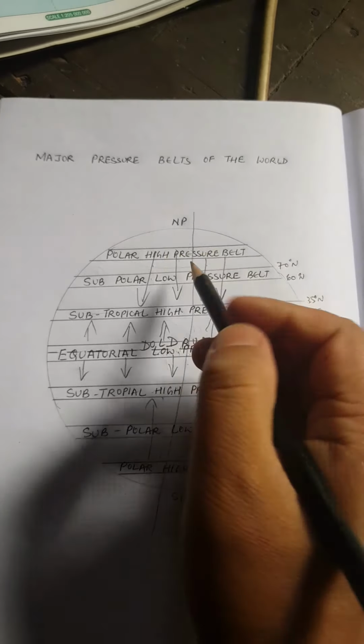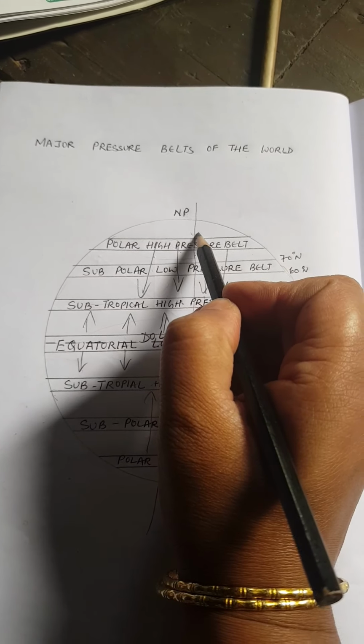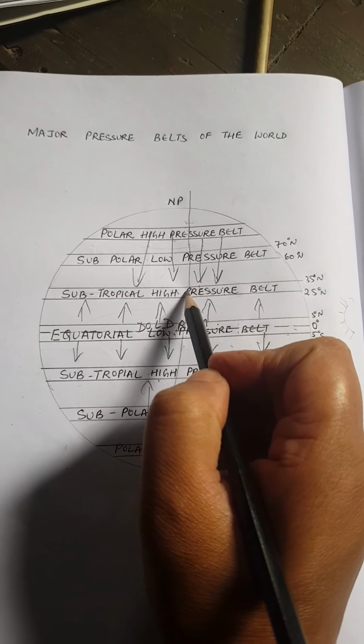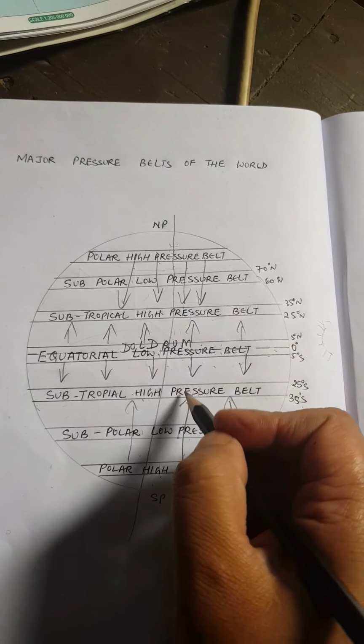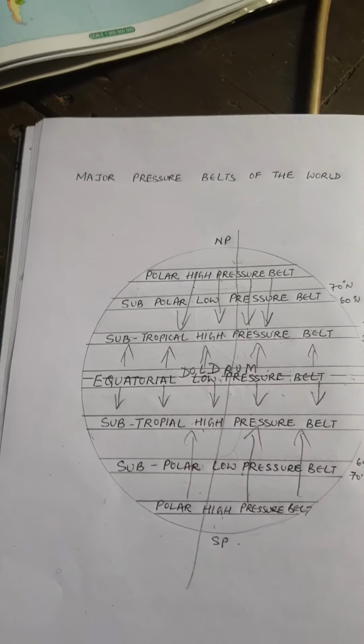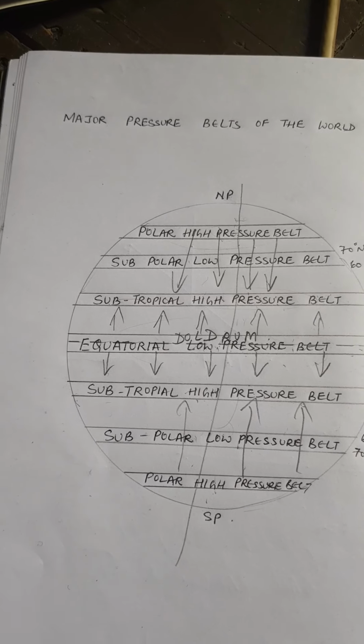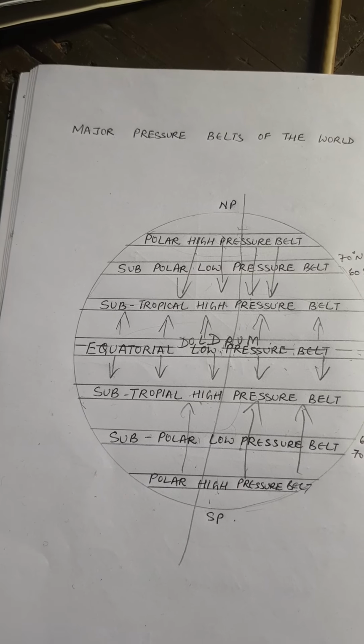That means over here the air was going to get saturated, but as soon as it comes over here, the air becomes unsaturated. So as the air becomes unsaturated, there is no condensation and there is no rainfall.